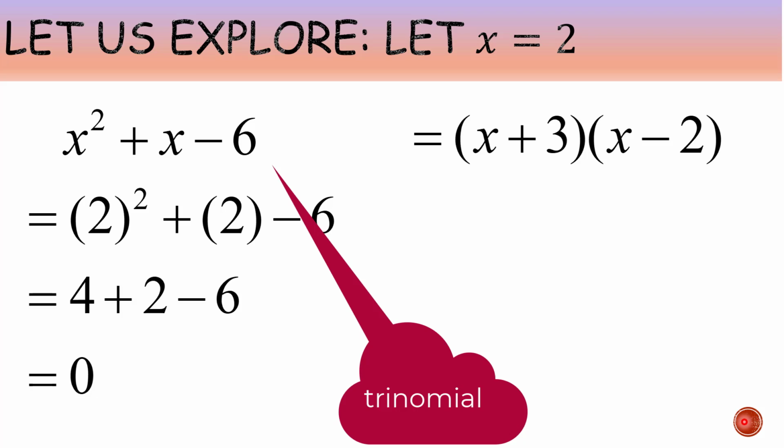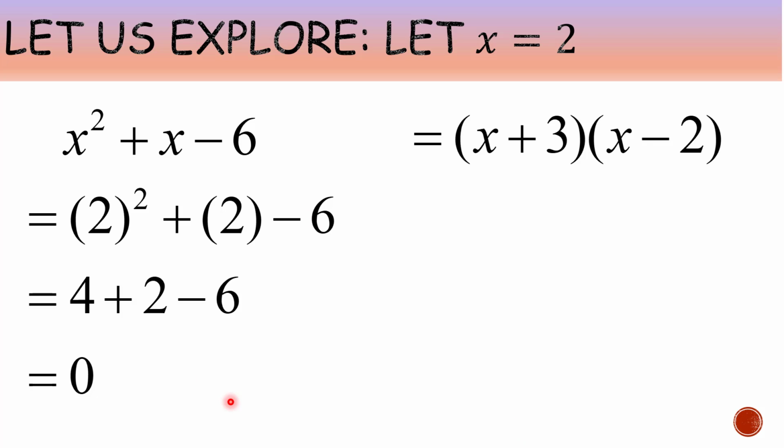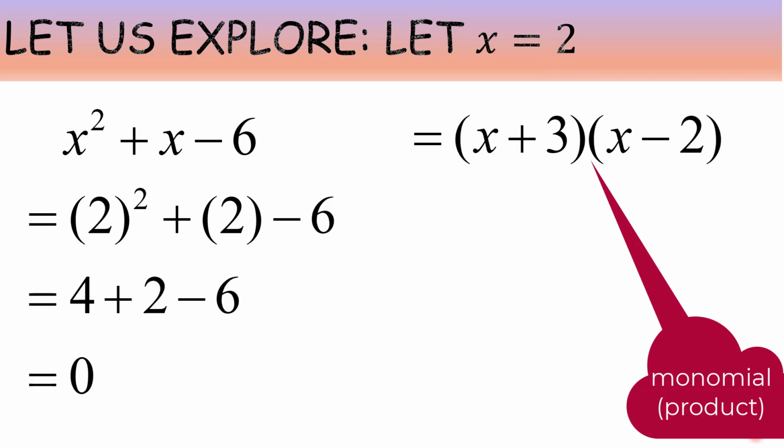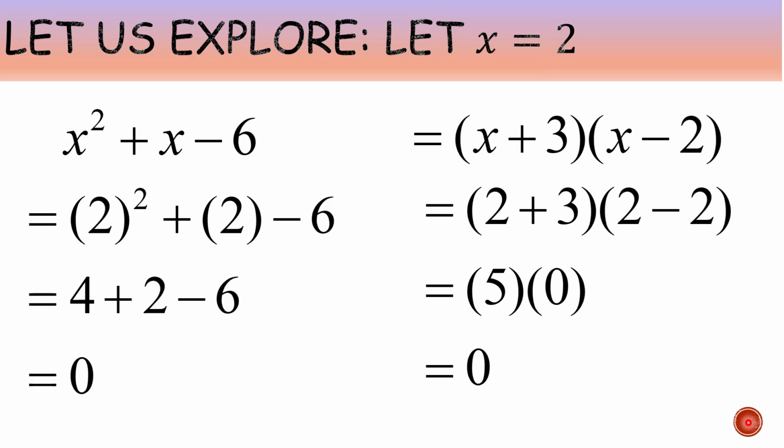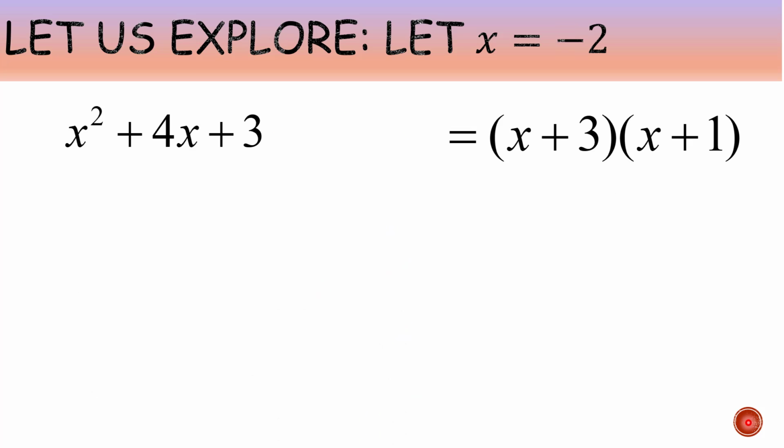Perfect. So if you substitute 2 for x on the left side, you'll see it is 0. If you substitute 2 for x on the right side, you will see it is also 0, which means that this equation is also an identity. What about this one? Pause the video and try for yourself.